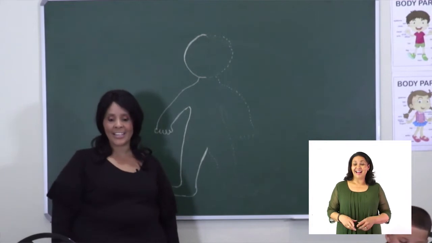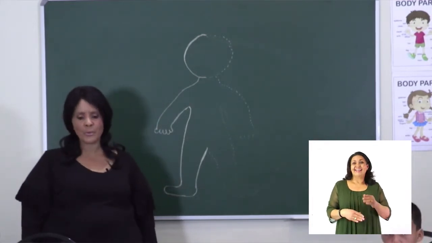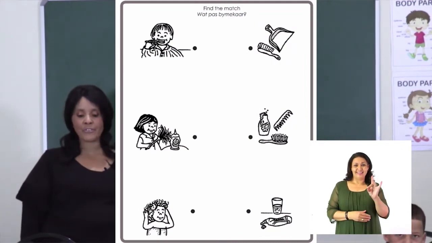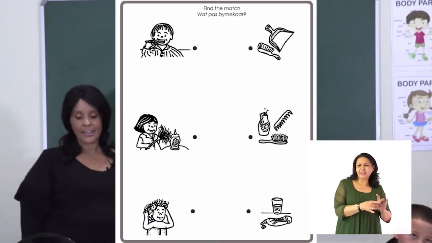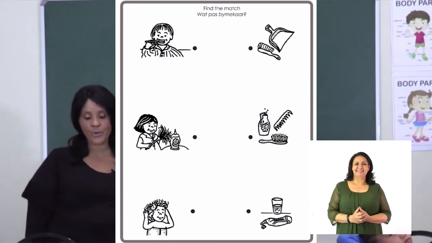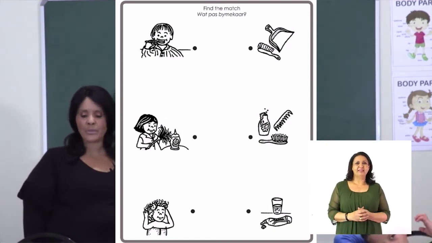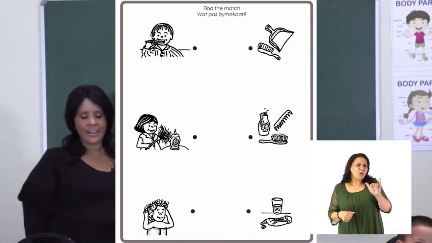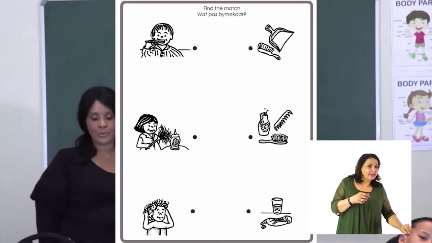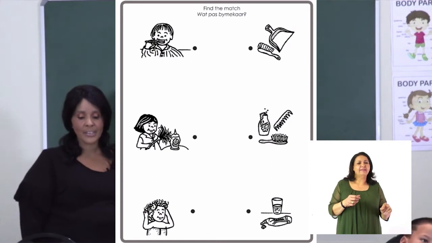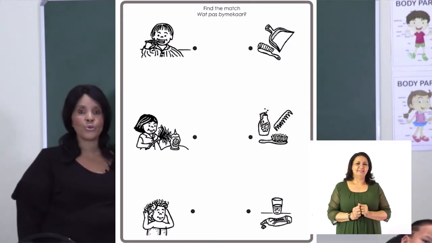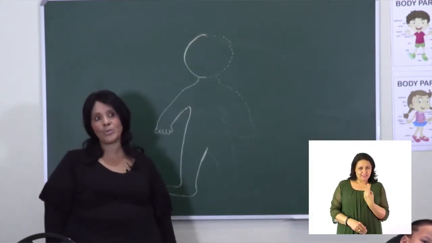Are you ready for our next lesson, which is on page 8? Can you all turn to page 8? Yes, page 8. Now here we have to find the match. I want you to do this exercise by yourself. I will do the first one for you, the boy brushing his teeth. Which picture do you think does it match with? Yes, I think it matches with the toothpaste and the glass right at the bottom. Can you draw a line to that picture? Yes, now I want you to do the other two yourself and I will give you some time to do it.